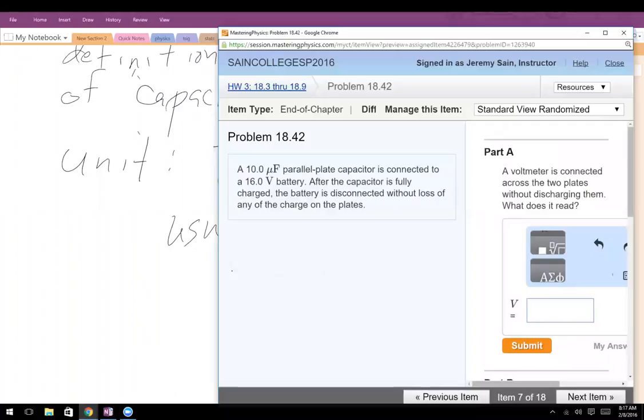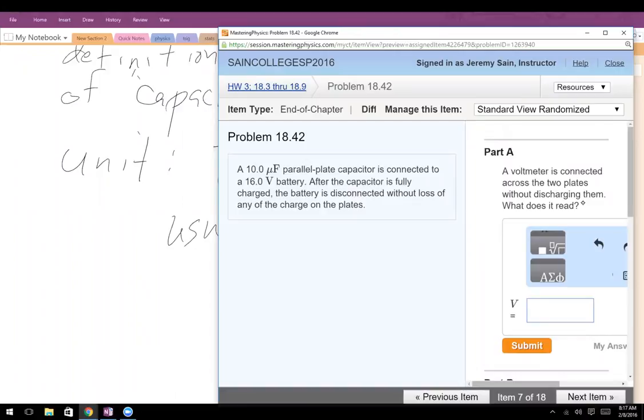So we've got a 10 microfarad parallel plate capacitor connected to a 16-volt battery. After it's fully charged, the battery is disconnected without loss of any charge. A voltmeter is connected across the two plates without discharging them. What does it read?